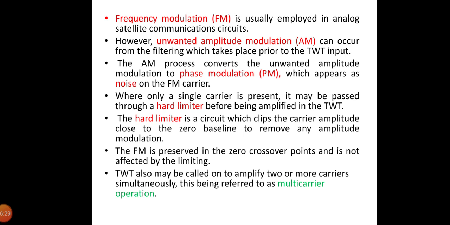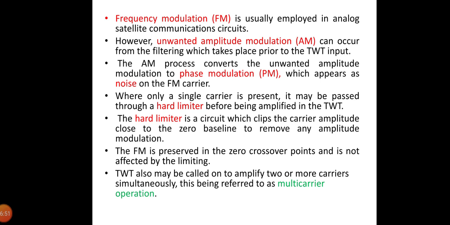Where only a single carrier is present, it may be passed through a hard limiter before being amplified in the traveling wave tube. The hard limiter is a circuit which clips the carrier amplitude close to the zero baseline to remove any amplitude modulation. The FM is preserved in the zero crossover point and is not affected by the limiting.